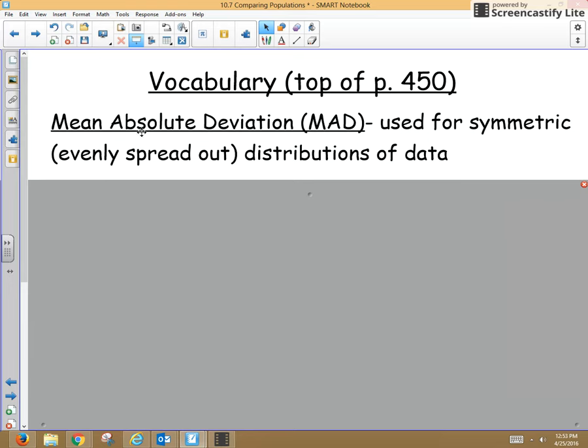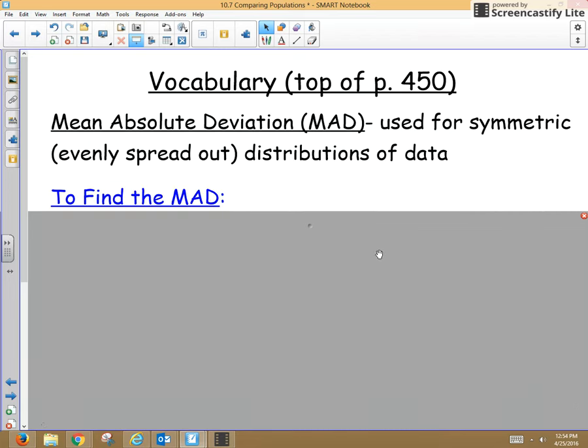The first word is mean absolute deviation. Sometimes it's abbreviated MAD. It's used for symmetric or evenly spread out distributions of data. So we're going to be comparing different populations of data, and if the data is evenly spread out, we'll find the mean absolute deviation to compare those populations.